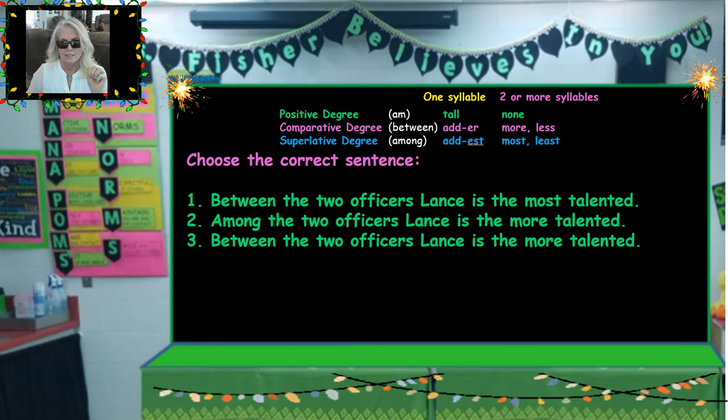Choose the correct sentence. Between the 2 officers, Lance is the most talented. Among the 2 officers, Lance is the more talented. Between the 2 officers, Lance is the more talented. Which one's correct?